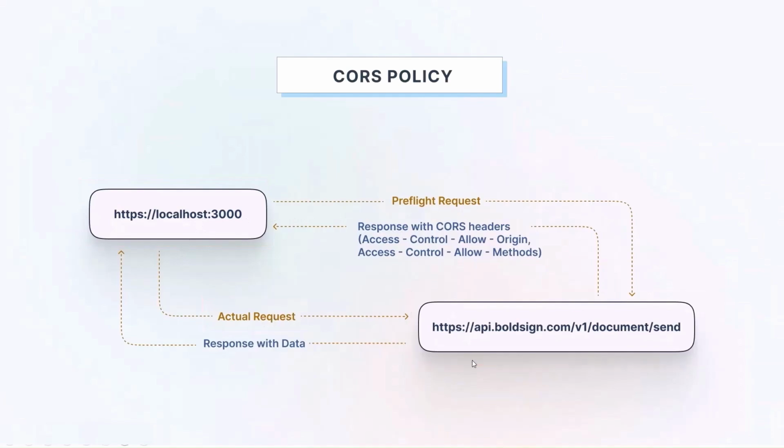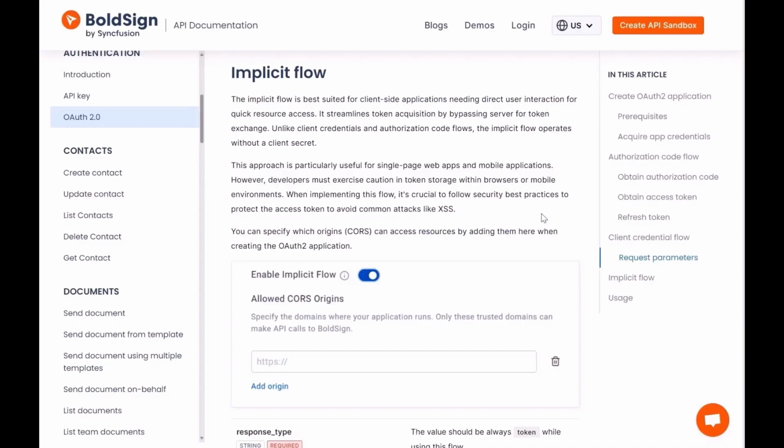But here's the key point. Simply enabling CORS isn't enough. The BoldSign API requires access tokens for authentication. So I'll need to generate those tokens to ensure a successful connection to the API. To generate an access token, I'll be using BoldSign's OAuth implicit flow, which doesn't require any server-side interaction, making it super easy to implement for client-side applications.